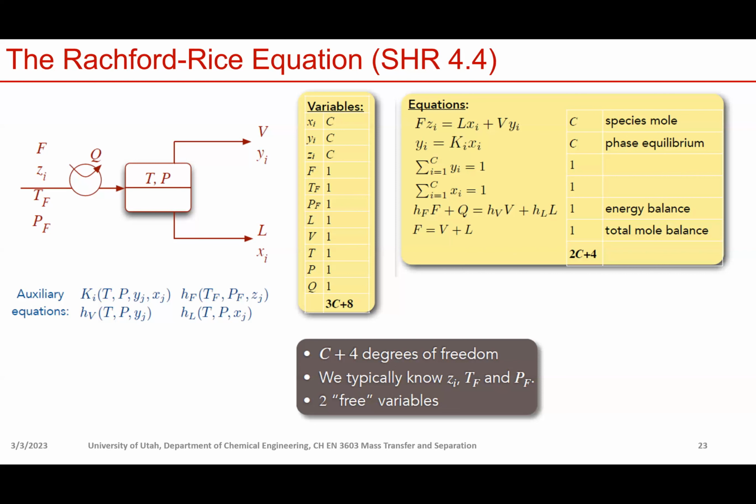The K value can be computed by the de Broglie equation if you know the temperature and pressure, or can be computed by using the Antoine equation plus Raoult's law if you know the temperature and pressure. And enthalpy for the feed and the exiting vapor and liquid phase for sure will depend on the composition and their own temperature, right? So we have 2 free variables.